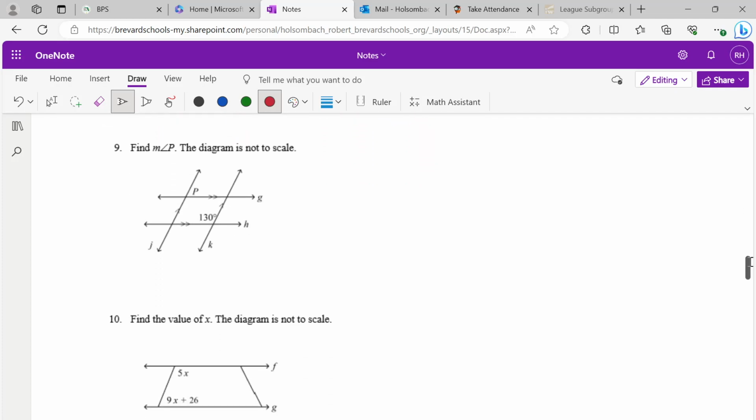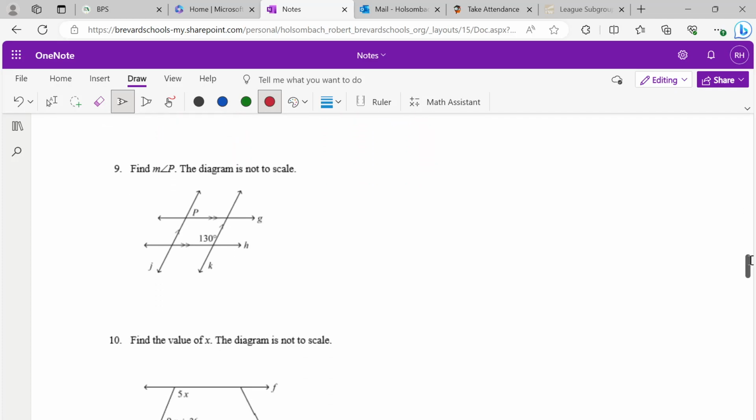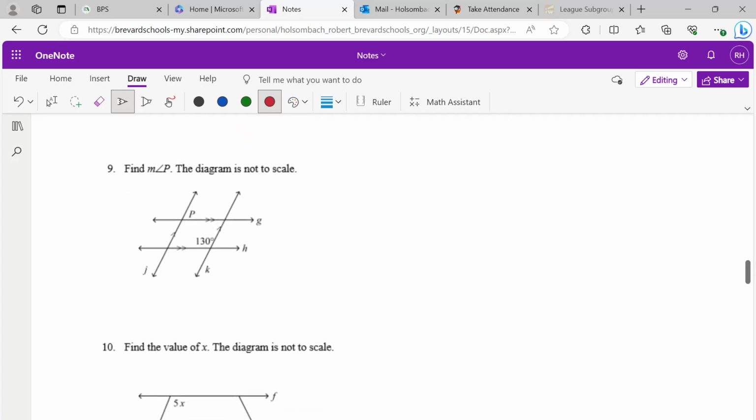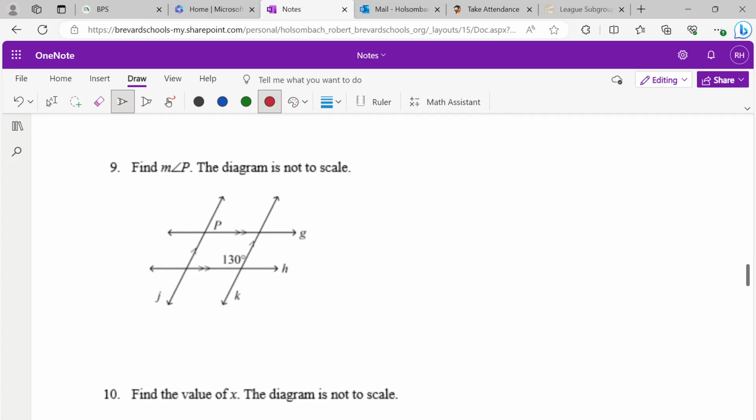All right, in problem number 9, find the measure of angle P. What you want to notice in this problem is that you got line J and line K. They've got one arrow on them. That means they're parallel. Line G and line H, they have two arrows. That means that those two lines are parallel to each other.